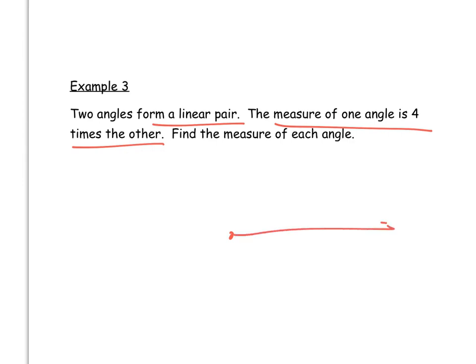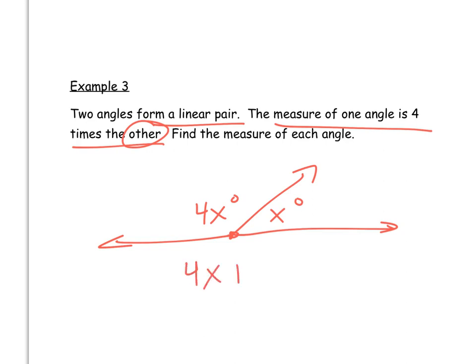Remember, a linear pair makes a straight line. When you put a linear pair together, we get a straight line, two angles that make a straight line. And we know one of them is 4 times the other. Well, I don't know how big the other is, but whatever this is, this guy has to be 4 times bigger. So if one is x, the other one's got to be 4 times x. Not too tough, hopefully. So these two guys make a linear pair, and we know that a linear pair adds to 180.